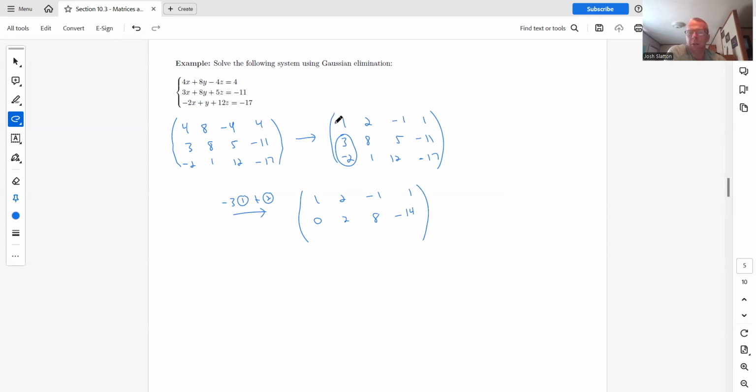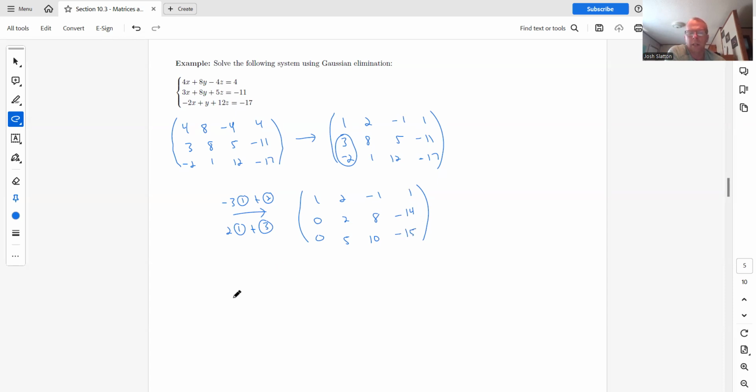And then we're going to do a similar thing to get a 0 instead of that -2. We're going to multiply this row by 2 and then add it to row 3. So 2 times 1 minus 2 would be 0. 2 times 2 plus 1 would give us a 5. 2 times -1 plus 12 would give us a 10. And then 2 times 1 minus 17 would give us a -15.